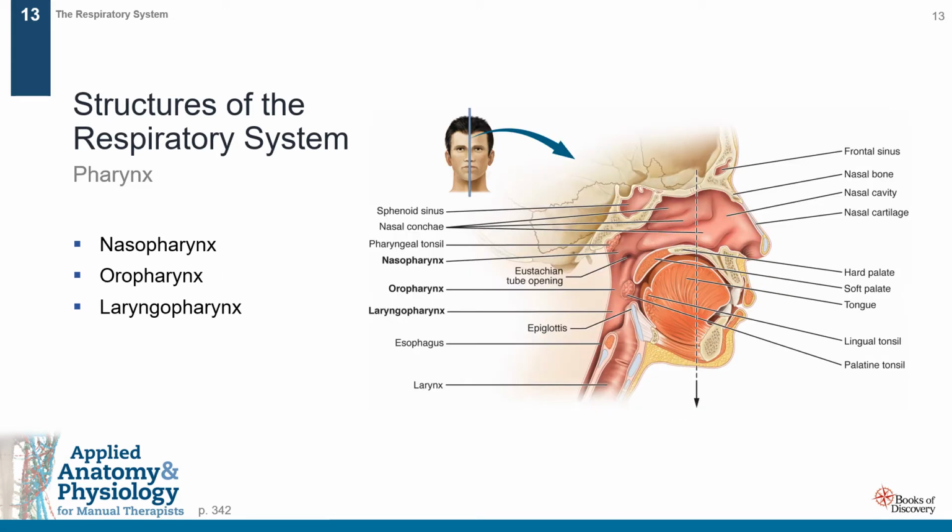And here we see illustrated the upper respiratory tract. A lateral section of the upper respiratory tract shows the three segments of the pharynx: the nasopharynx, the oropharynx, and the laryngopharynx. The tonsils and the opening for the eustachian tubes are also found within the pharynx.